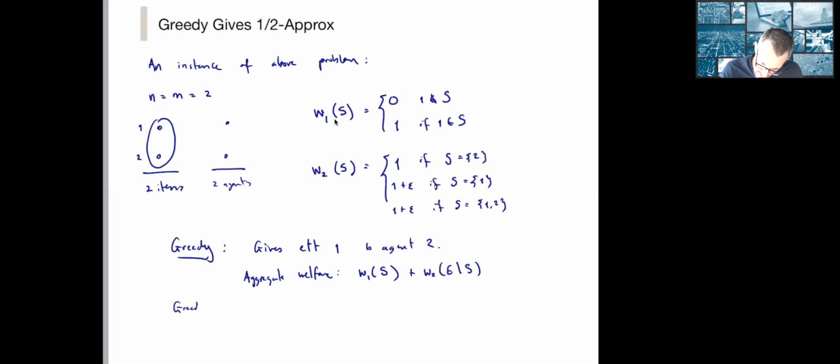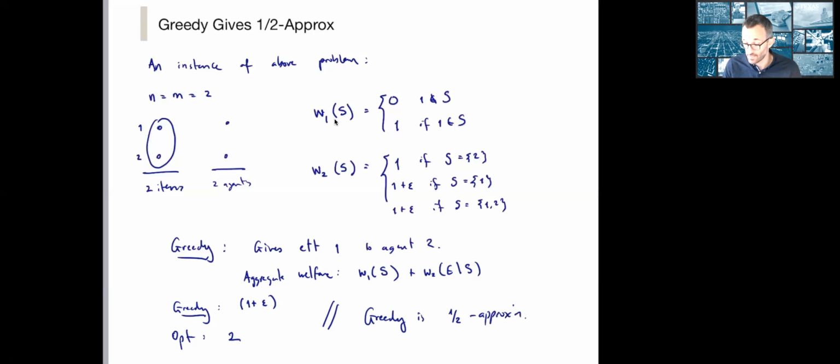So greedy has 1 plus epsilon aggregate welfare. Agent 1 has welfare 0, and agent 2 has welfare 1 plus epsilon. But obviously the optimal is to give object 1 to agent 1 and object 2 to agent 2, and that gets us 2. And since epsilon was arbitrary, we can therefore see that greedy is not a 1 minus 1 over epsilon approximation, but something a little bit worse, a 1/2 approximation.